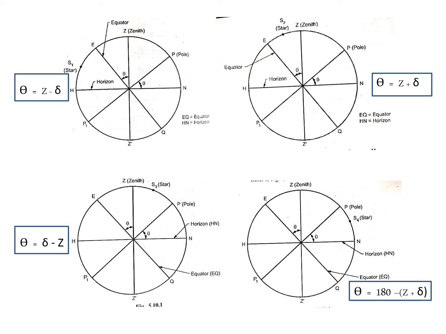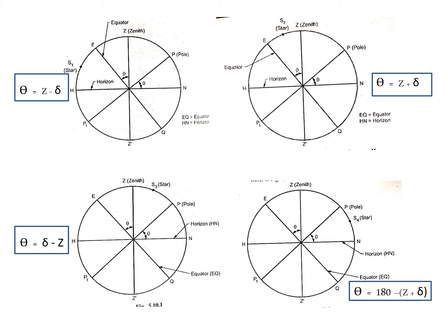Coming to the third case, S3 is here. Now where will be your zenith distance? The zenith distance will be this distance. Now you may think that your altitude will be from here. No, altitude will always be between 0 to 90 degrees. The moment it crosses here, you have to start measuring the altitude from the opposite direction. So this one is nothing but your altitude, and this one will be your zenith distance.